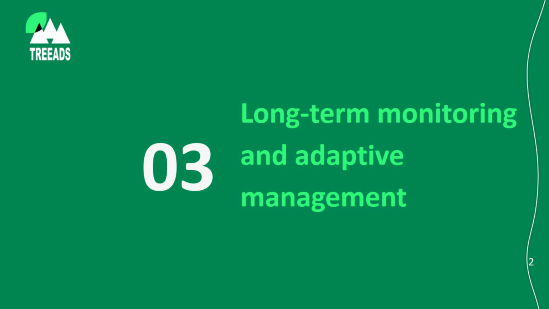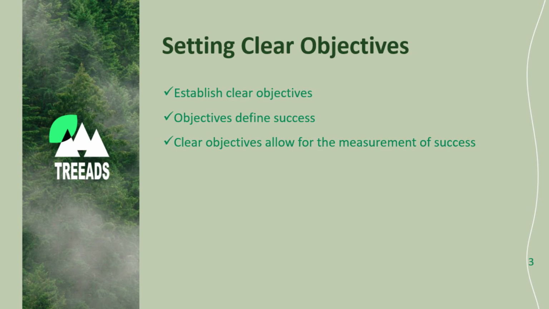In this tutorial, we will explore the importance of long-term monitoring and adaptive management in the context of restoring degraded areas. Before embarking on a restoration project, it is crucial to establish clear objectives. These objectives should define what success looks like and guide the monitoring and management strategies to be employed. Objectives could include the recovery of specific species, the improvement of ecosystem functions, or the provision of particular services. By establishing clear objectives from the outset, we can determine the appropriate metrics to measure success during long-term monitoring.